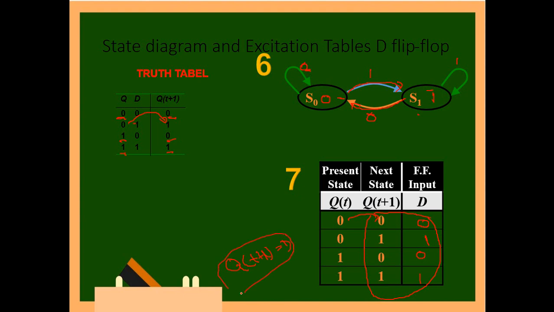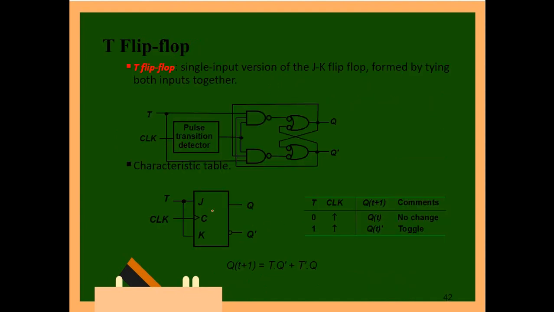So I am not required to write the D excitation table every time, because it remains the same as Qt plus 1. We can avoid the excitation table when using D. When you are doing a register or shift counters, we can use the D flip-flop and avoid the excitation table, directly taking Qt plus 1 as D. It is possible. Now we can move on to the T flip-flop. We already discussed that it is another form of the JK flip-flop.